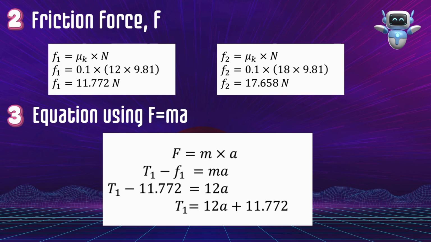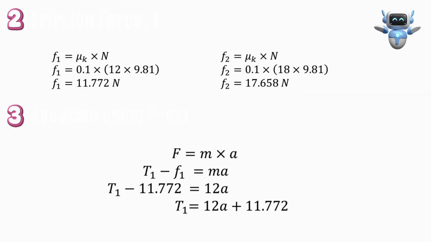Then we start forming equations using Newton's second law. F equals ma. F is considered as the net force. If your object moves to the right, it means that forces at the right side minus the forces at the left side equals mass multiplied by acceleration. Then try to make T1 the subject.